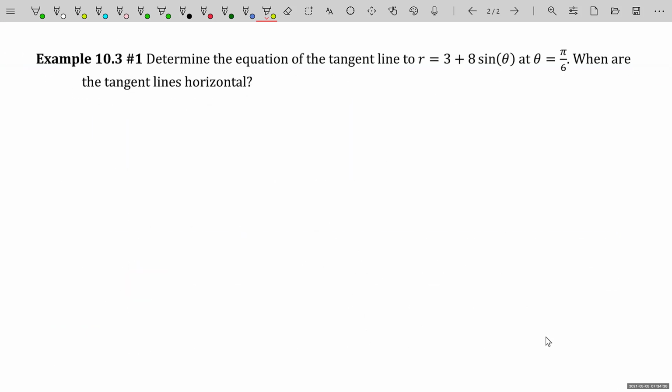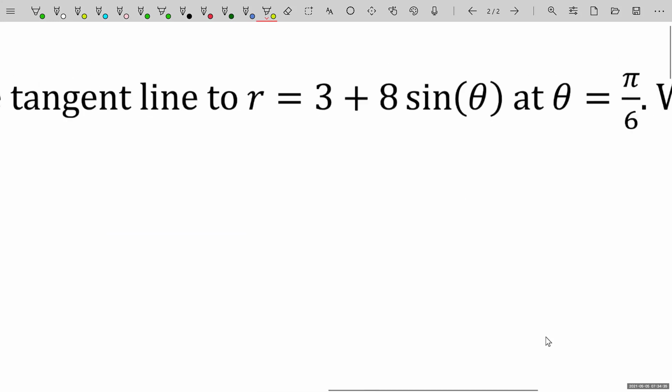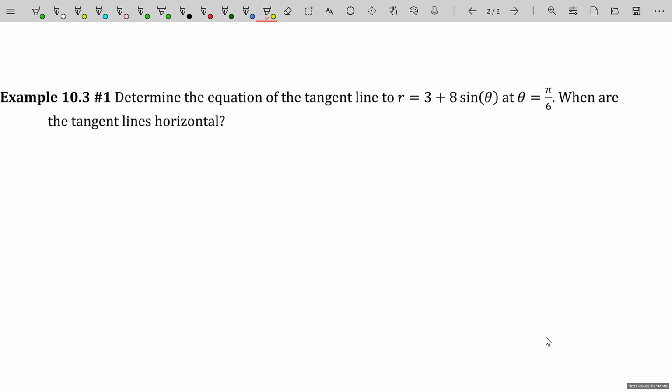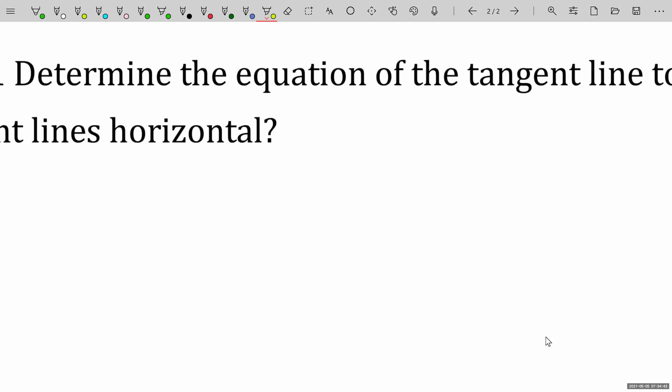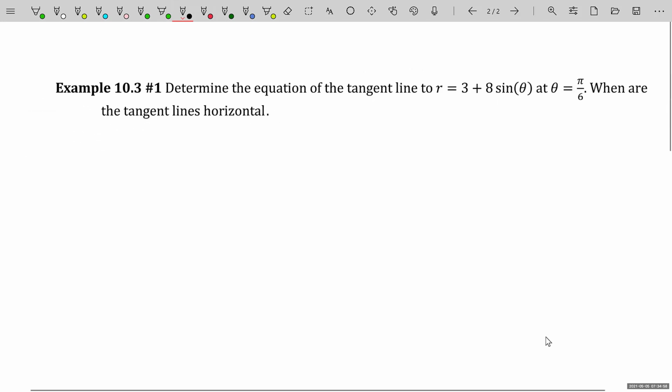Determine the equation of the tangent line to this polar curve at theta equals pi over 6 when the tangent lines are horizontal. I don't know why there's a question mark there. Let me erase my question mark. That's a silly way of, there we go. Little artwork. There we go. Determine the equation of the tangent line to that polar curve at, oh, I get it. When are the tangent lines horizontal? No, it wasn't, it's when are. Sorry, yeah, the question mark does actually apply there.